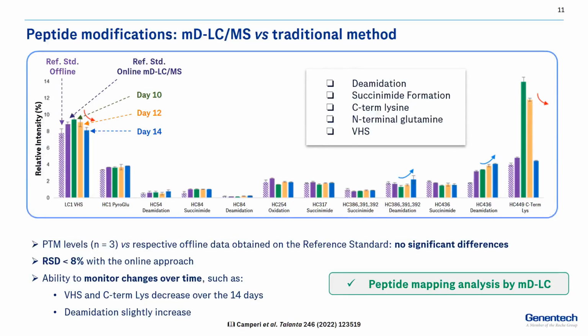The take-home message is that there were no significant differences compared to the offline method. The RSDs were below 8%, and more importantly, this study shows that we can use such a system to measure PTMs of cell culture samples.